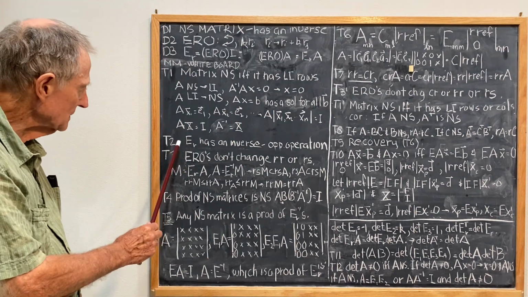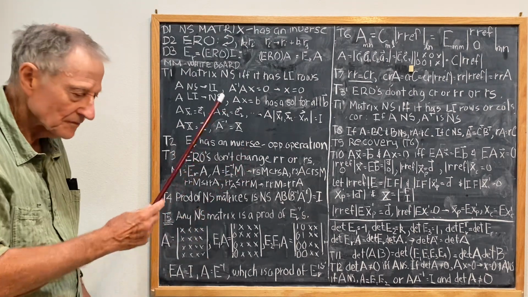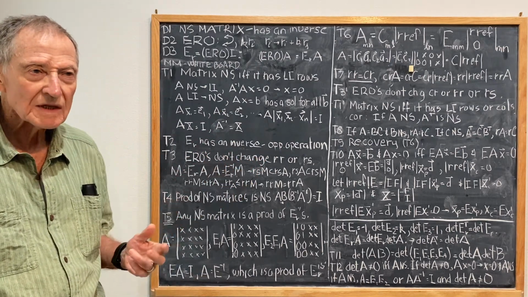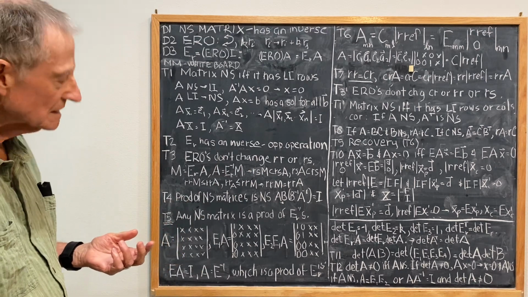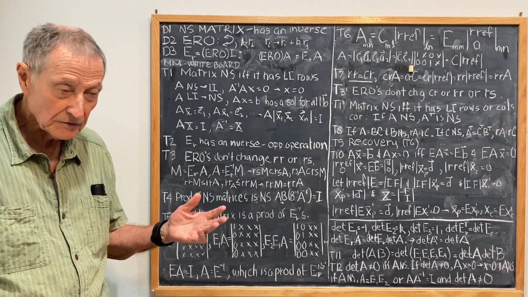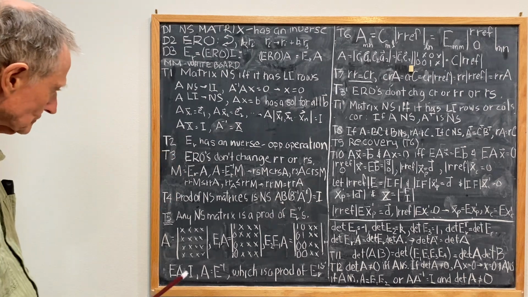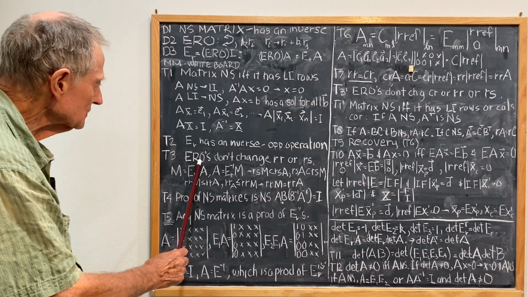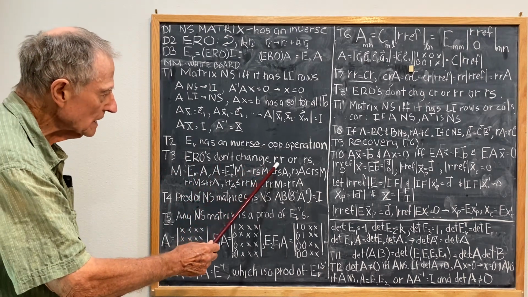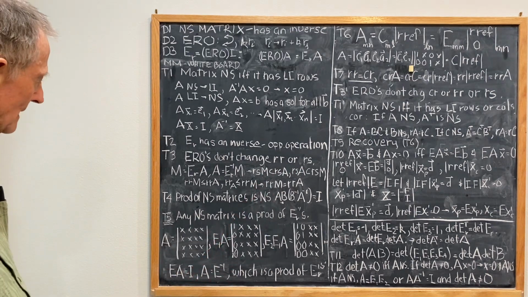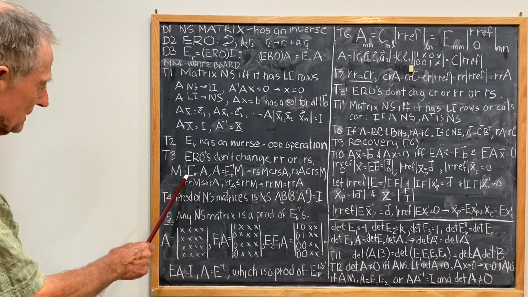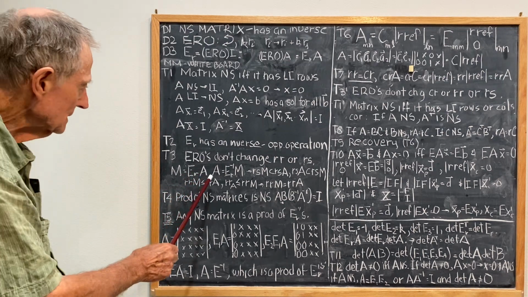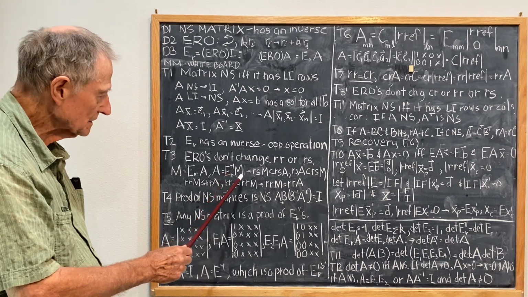Now, every elementary row operation has an inverse. That's almost obvious. The inverse of multiplying a row by k is multiplying a row by 1 over k. Now, this is an important theorem: elementary row operations don't change the row rank or the row space. Suppose I have a matrix A and I multiply it by an elementary row operation to get M. So M is equal to E_R A. Then A is equal to E_R to the minus 1 M.